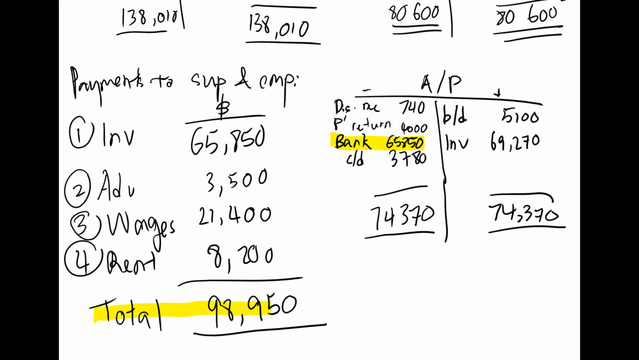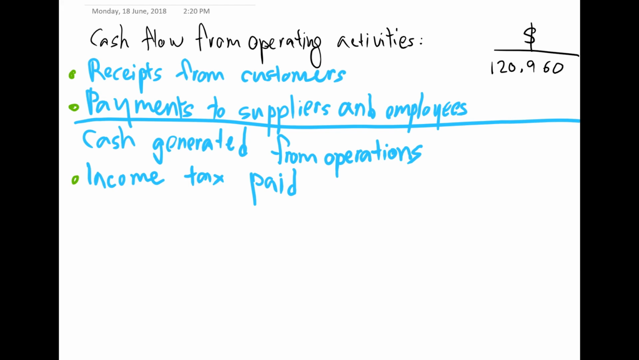So you're going to take the total of 98,950 and put it into your statement. Payments to suppliers and employees, you had 98,950. So your cash generated from operations equals 120,960 minus 98,950. You will get 22,010. Okay, so once you are done with this, you are halfway there.